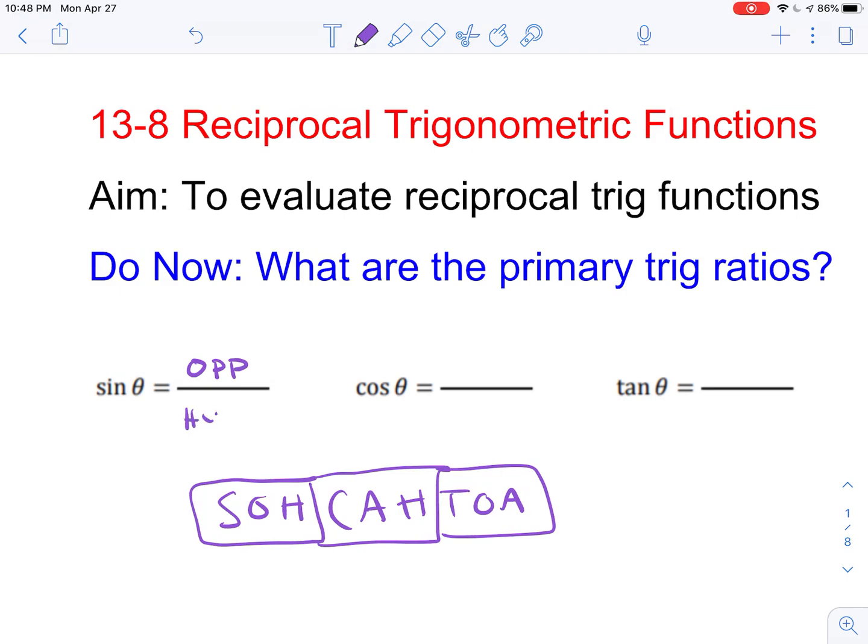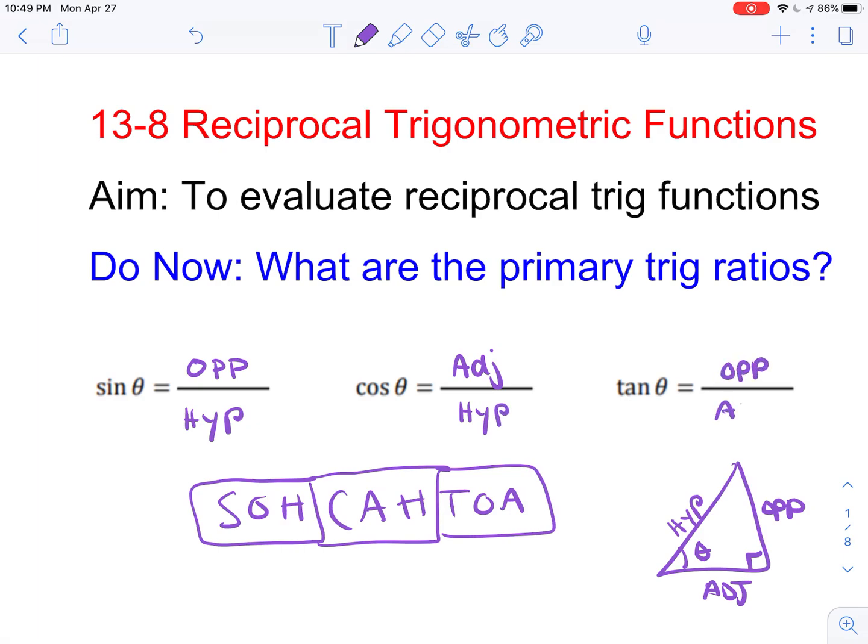So sine is the relationship between opposite over hypotenuse on a triangle, right? Labeled with a theta. This would be my opposite side. This would be my adjacent side because it's attached. And the side opposite my right angle is always called my hypotenuse, okay? So sine is the opposite over the hypotenuse. Cosine is the adjacent over the hypotenuse. And my tangent is my opposite over adjacent. So you do need to know those in order to understand what we call the reciprocal trig functions.